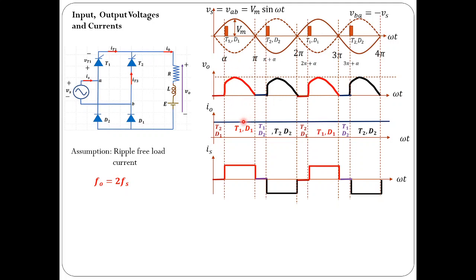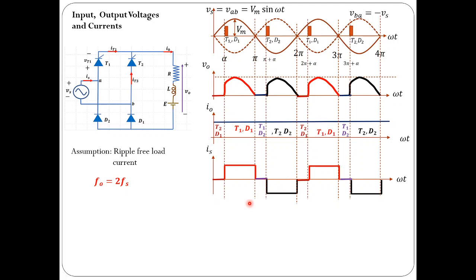And of course output current is constant, it is ripple free, so average value and RMS values are going to be equal. So compute the average value, that is also the same as the RMS value for output current. And coming to source current, the source current would exist from alpha to pi and then from pi plus alpha to 2 pi.